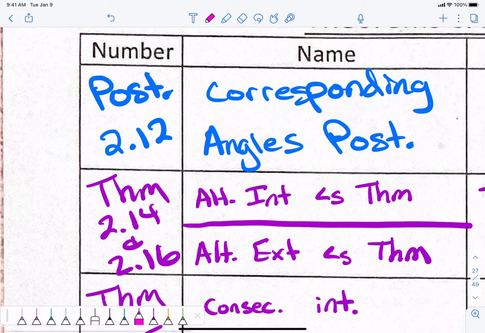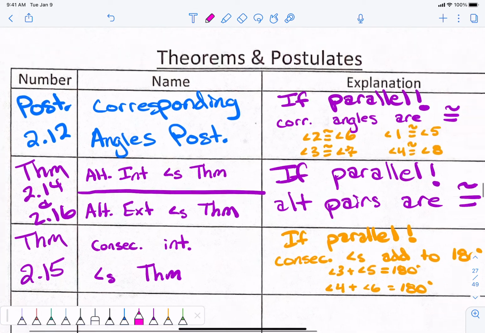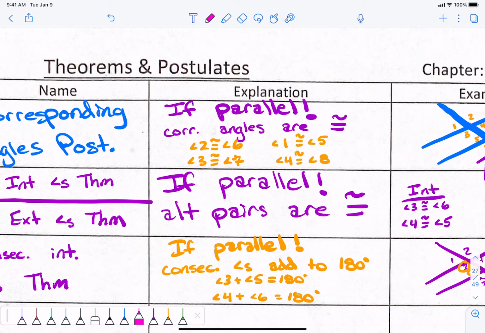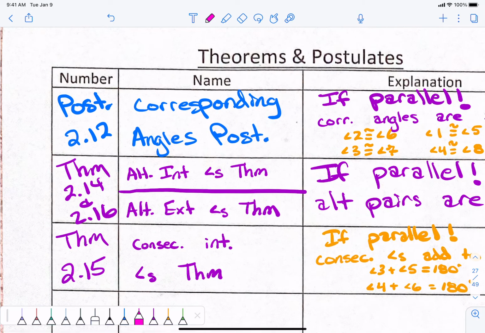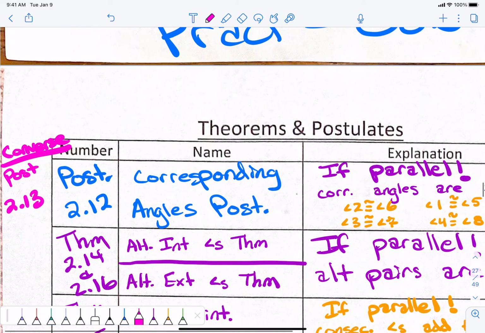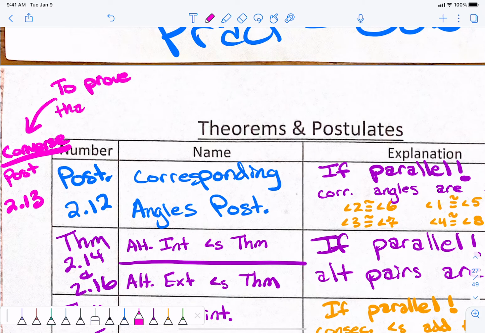This is on the back side. We talked about corresponding angles, and we said if they're parallel, then the corresponding angles are congruent. Now we're going to say if the corresponding angles are congruent, then they're parallel. So that is postulate 2-13. We're going to write it off to the side over here, and I'm just going to say that these are the converses. Converse is the backwards, right? So we use this stuff to prove that lines are parallel. This is for when we don't already know that lines are parallel. This is what we use to prove that lines are parallel.